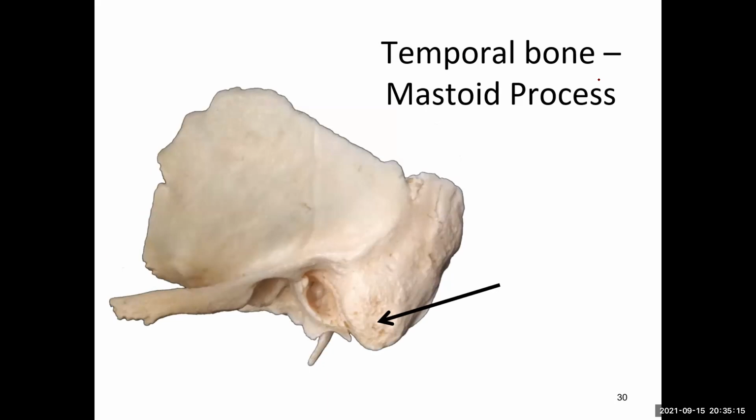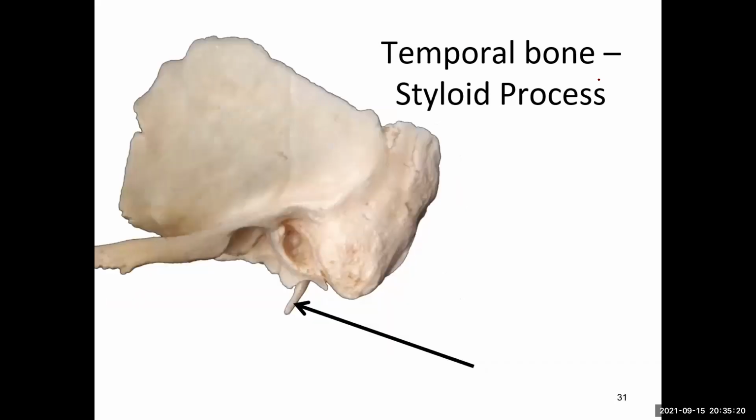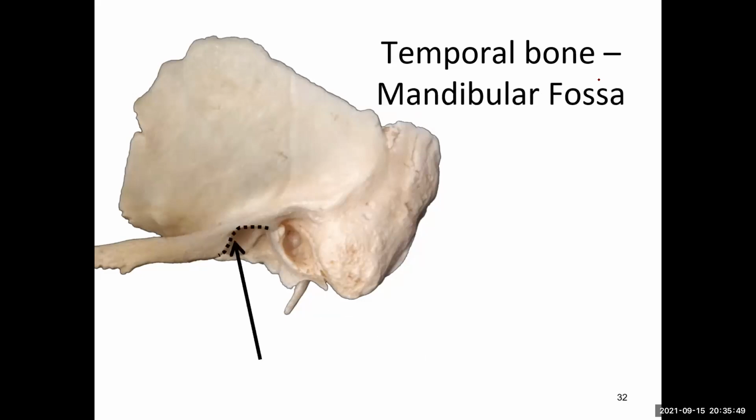Remember, a process is a bone projection. This one that's coming off from the bottom there, that's the styloid process, and it looks like a stylus, and that's why they called it that. If you've ever worked with a tablet and got to use a little pen-like instrument, they call that a stylus. So we named this part of the bone the styloid process. And you have a muscle that attaches onto the styloid process. It's got a cool name, stylopharyngeus. You don't need to know that.